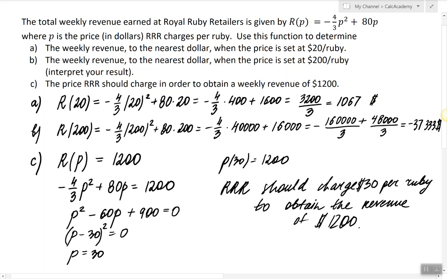So the reason that the answer in part B is hard to interpret is because 200 is probably too far away from the intended domain of this function. But anyway, this is how we use and interpret the function notation when working with a function in an application.